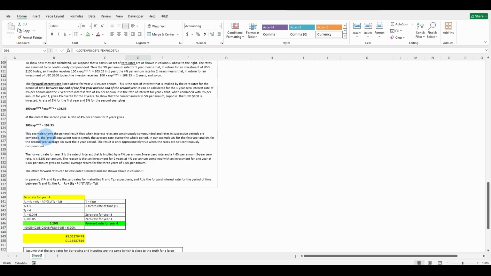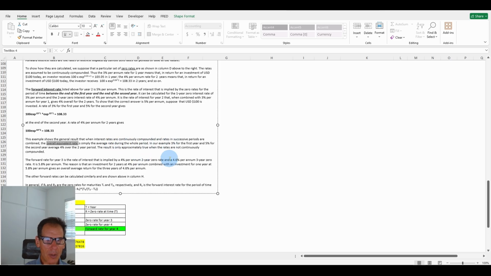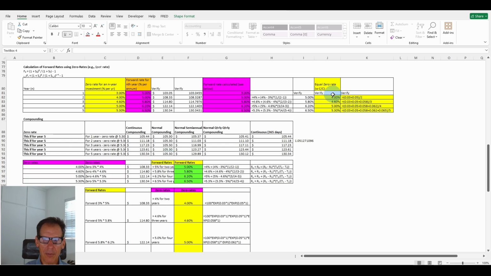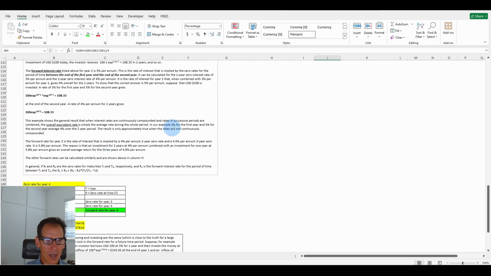We've done the math. This example shows the general result that when interest rates are continuously compounded and rates in successive periods are combined, the overall equivalent rate is simply the average rate during the whole period. In our example, remember, we went with this average, 4%, 4.6%, average 3.5%. Everything goes full circle here. It is the average. Our example, 3% for the first year and 5% for the second year, averages 4% over the 2 year period. The result is only approximately true when the rates are not continuously compounded.